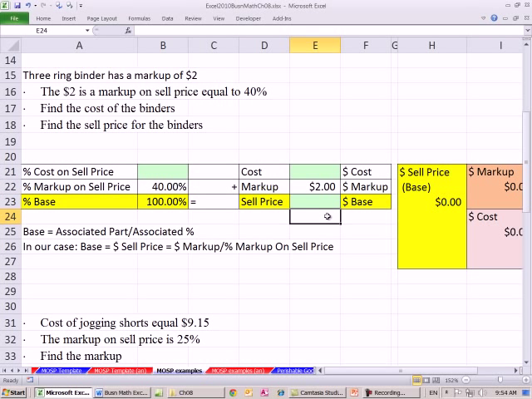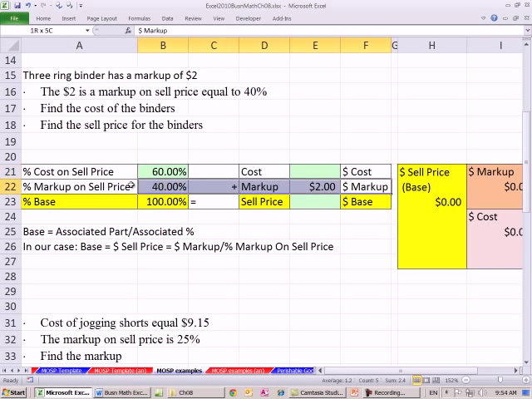Now, two things that are nice about this template here. If you get two things on the same side, we can solve for the other. This plus this equals that. So now I can simply do equals this, meaning the base minus percent markup on sell price. And that will give us our percent cost on sell price, 60, right? Because these two have to add up to equal 100%.